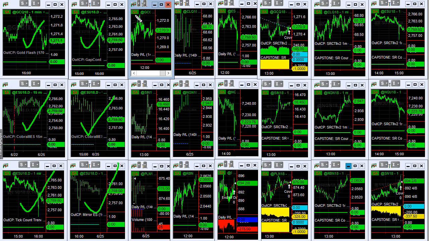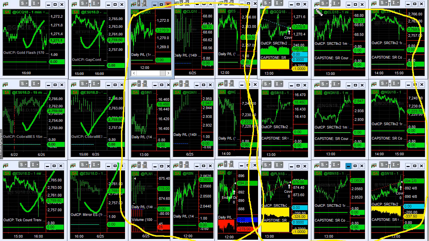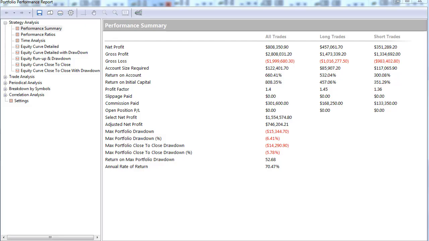So over here, these next 3 columns, you have SR counter trend 2 and the 9 markets that it trades. And in this column, you have SR counter trend 2 V2 1 minute. And these are the 24 algorithms that are traded in the 200K portfolio. And so next I'm going to show you the performance in MultiCharts.